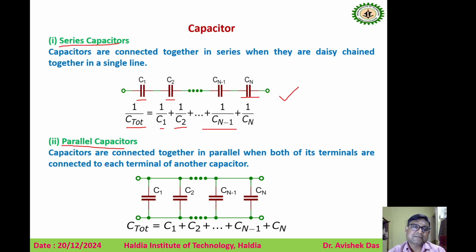Now if the capacitors are connected in parallel, C1, C2 up to n capacitors, then what will be the total capacitance? C total is equal to C1 plus C2 up to Cn. So you can determine the total equivalent capacitance whether the capacitors are connected in parallel or in series, right?